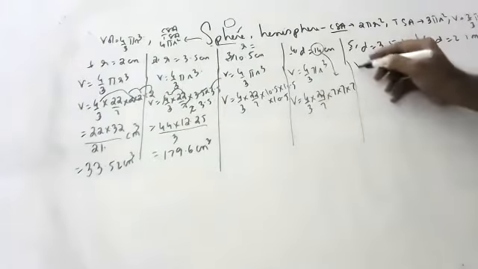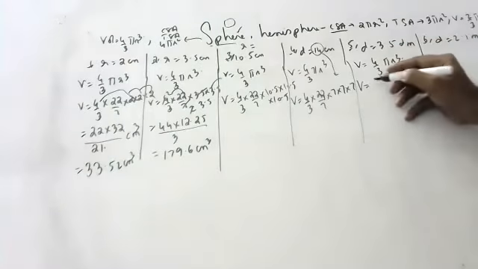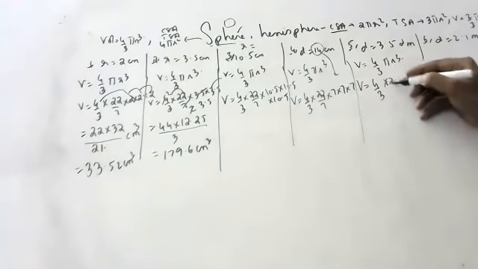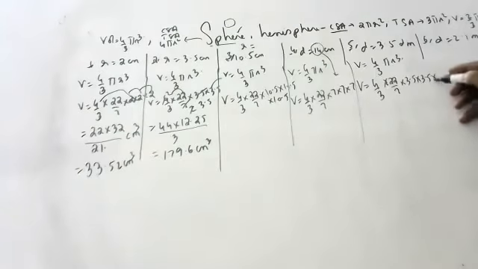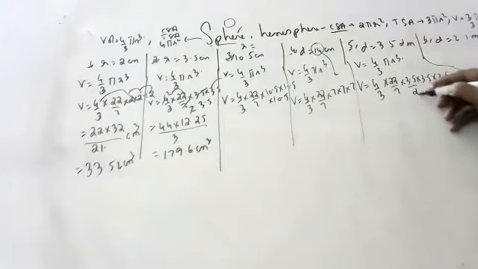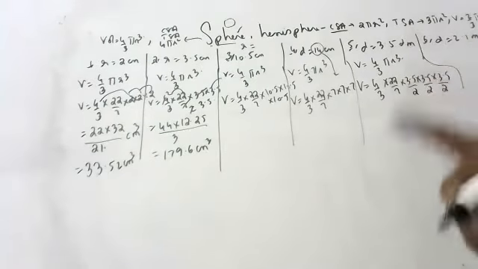Tell me this one. What is the volume? 4 by 3 pi r cube. Volume is equal to 4 by 3 into 22 by 7 into 3.5 into 3.5. Yes, tell me here. Hey, 3.5 by 2, 3.5 by 2, because diameter is 3.5, radius is half.